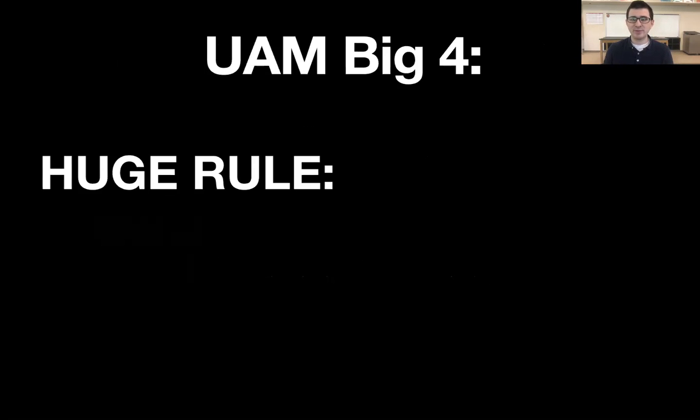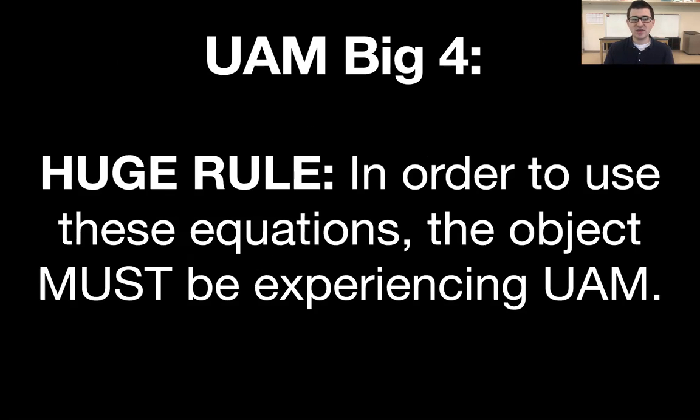So then, when we talk about the big four equations of UAM, uniformly accelerated motion, there's a huge rule that you need to keep in mind anytime you use any of these big four equations. And that is that in order to use any of the equations, the object must be experiencing uniformly accelerated motion. To say that another way, the object must be experiencing one constant acceleration. If it is experiencing more than one constant acceleration, then it is not experiencing uniformly accelerated motion, and you cannot use these equations. Or if the object's acceleration is changing, then you cannot use the equations.